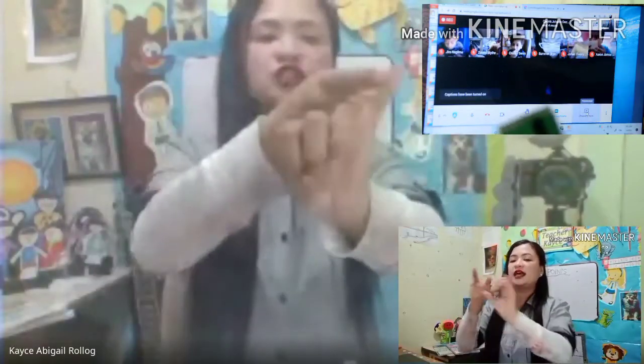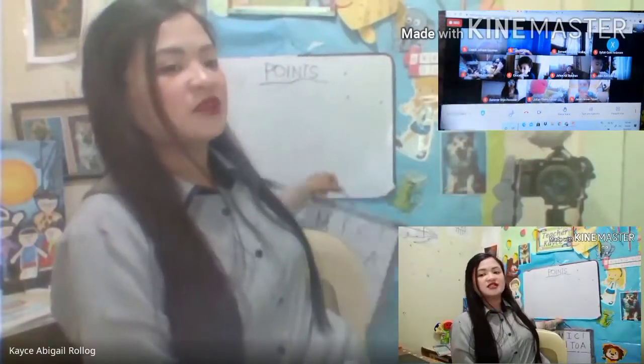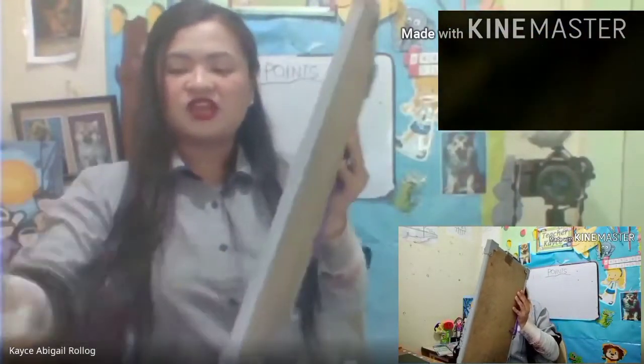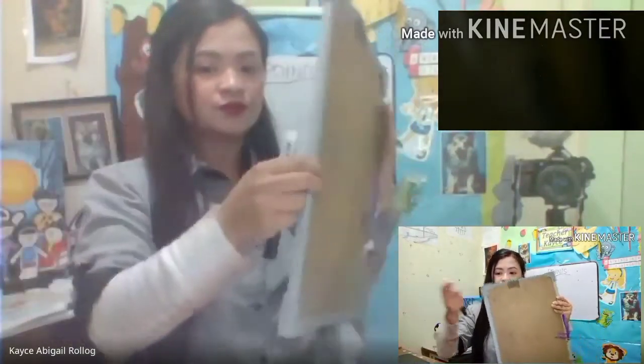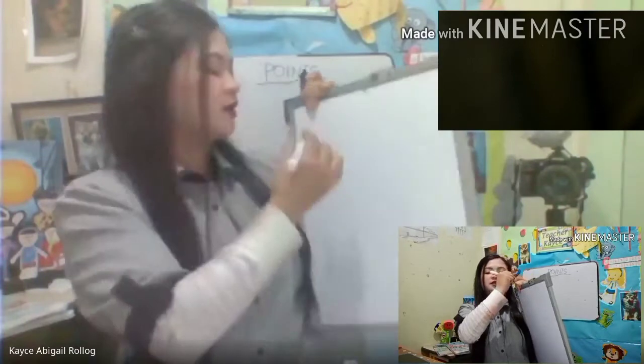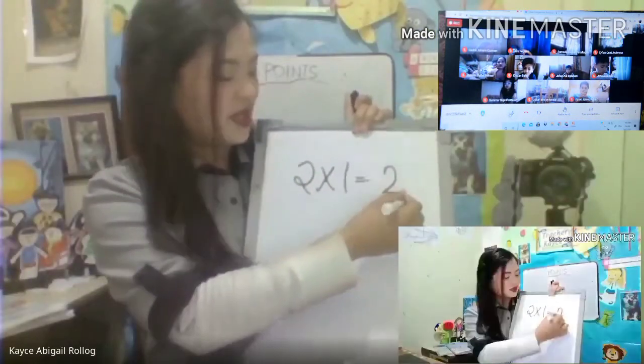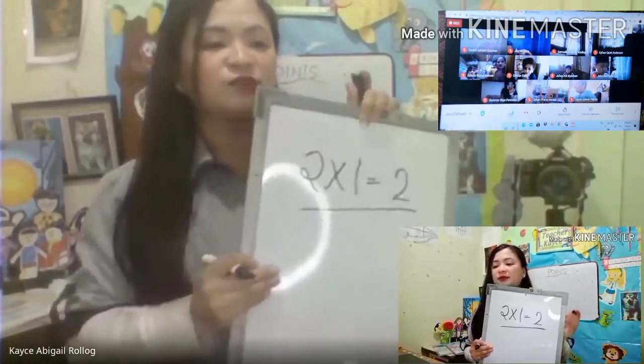Let's have the skip counting. 2 until 10. So 2, 4, 6, 8, 10, 12, 14, 16, 18, 20. This skip counting, grade 3, can actually answer our multiplication table. Can you give me 2 times 1? Anyone? Summer? 2 times 1? 2. Okay, the answer is 2. This is the identity property of multiplication.